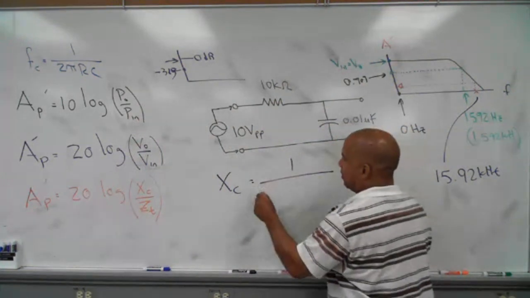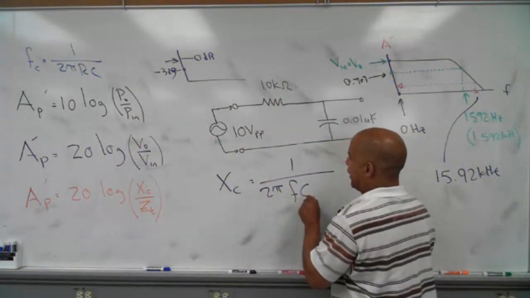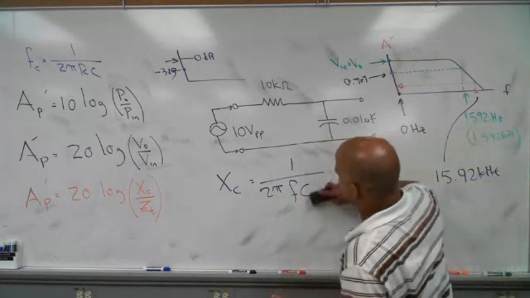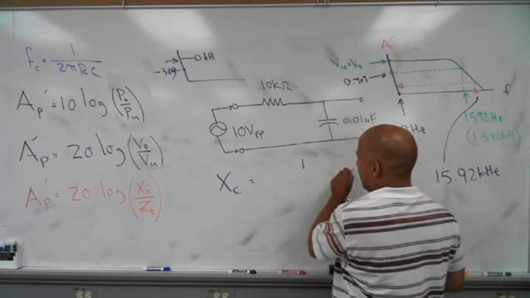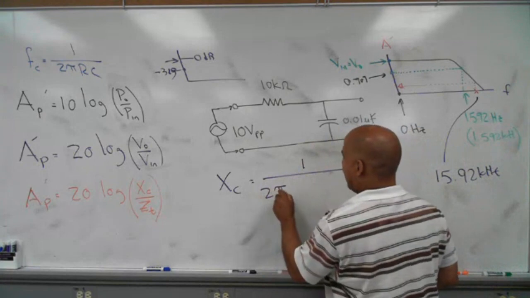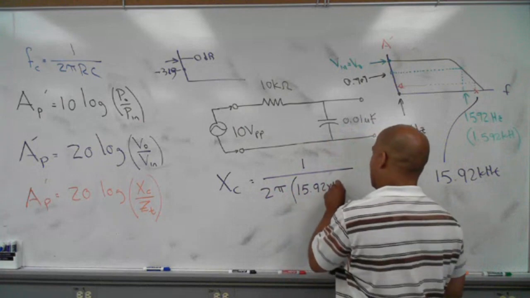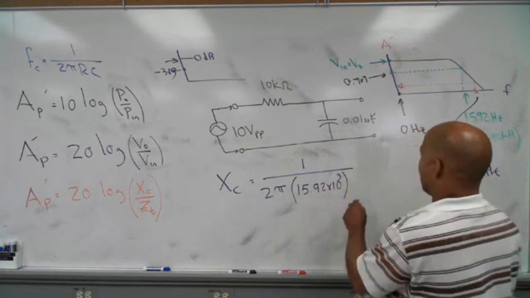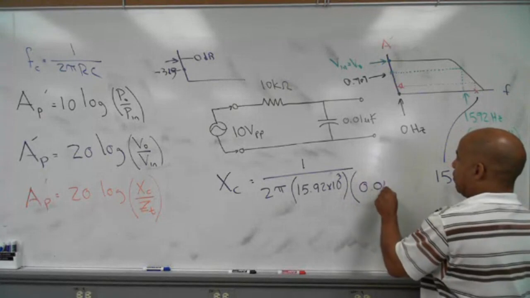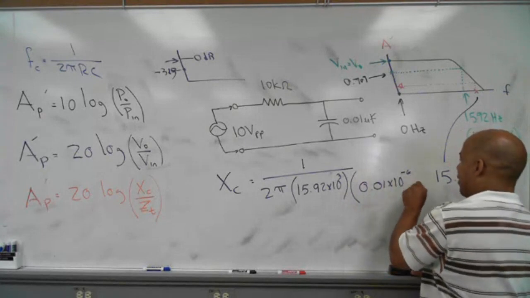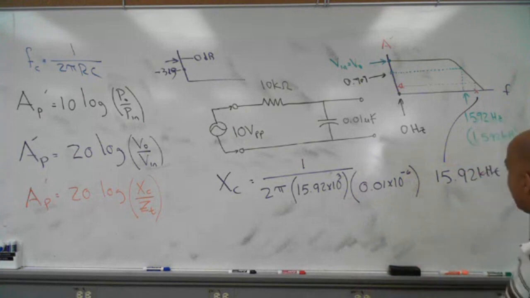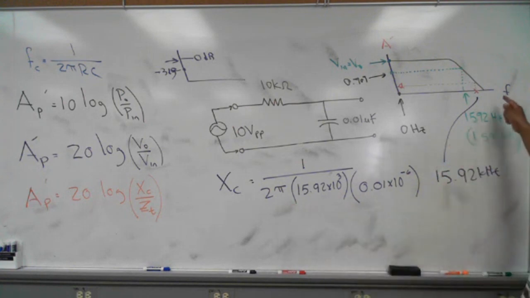So this is going to be 1 over 2 pi fc. So if I put my numbers in there, it'll be 1 over 2 pi. The frequency is 15.92 times 10 to the third hertz. And my capacitor value is 0.01 times 10 to the minus 6 farads. Again, I'm leaving my units off. So if you have your calculator, I don't have mine handy, but if I have to get it, I will. Somebody give me the value of XC at this frequency right here. What would that be?